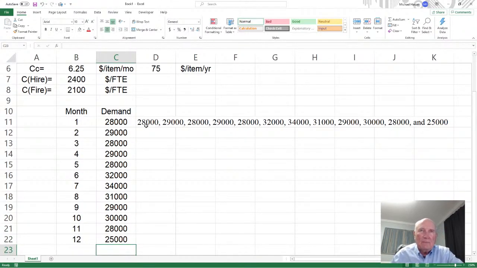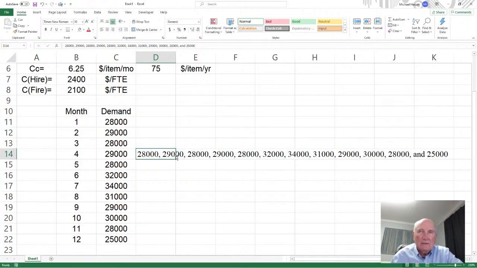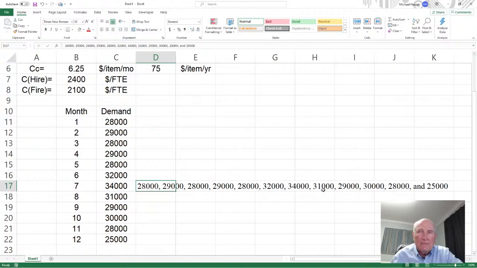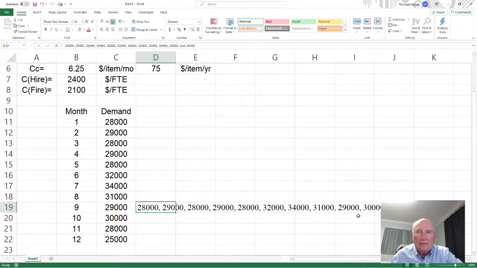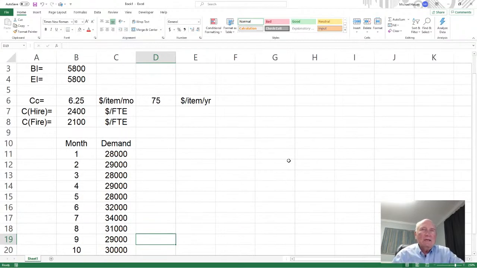Now, I'm going to double check this to make sure it's right because it's so critical. 28, 29, 28 and 29, 28 and 32, and then 34, 31, and then 29 and 30, then 28 and 25. Sounds good to me. Next is going to be our production plan.